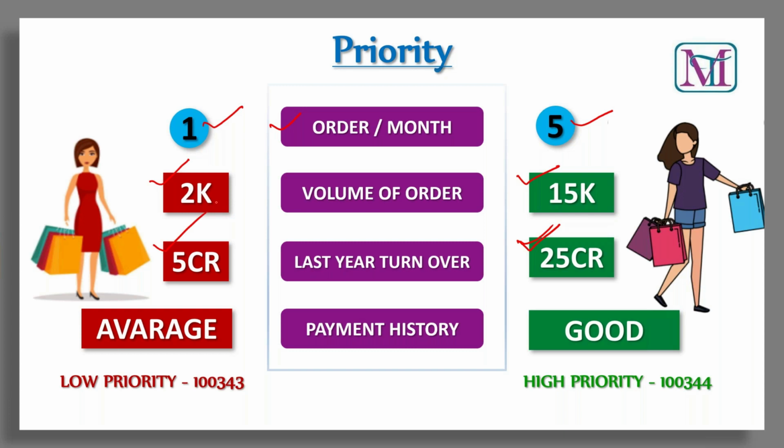Then we'll talk about payment term, payment history record. If the customer is making advance payment or on-time payment, and for the right side customer the payment history record is very good, that is a high priority customer. On the left side it is average, so low priority customers. In this way we can set high priority or low priority customers. I hope you understood this.